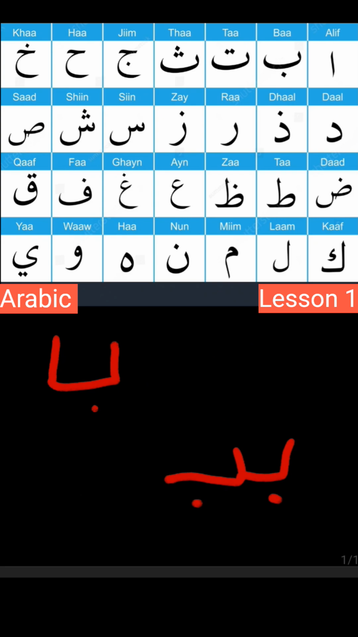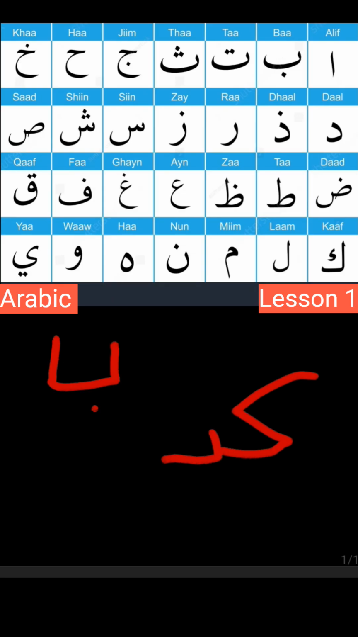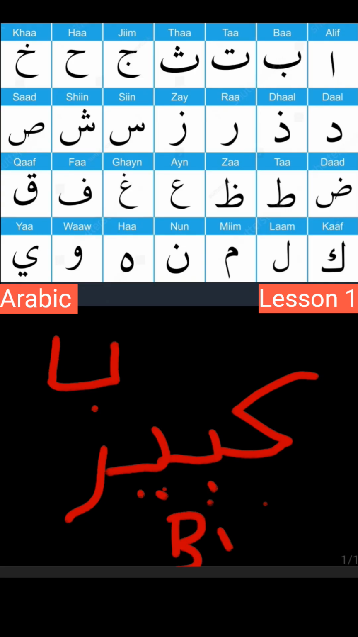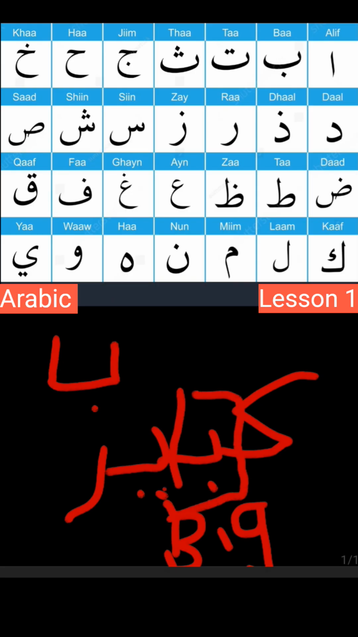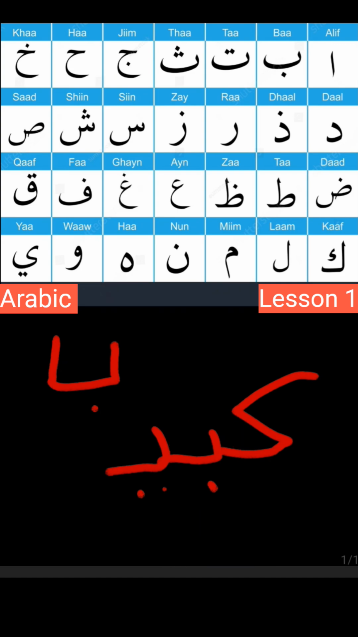And when it's in the middle of a word, like let's take the word kabir. Now the word kabir means big or large. So this is how the letter B looks in the middle of a word. You see how it looks? The letter B in the middle of a word, and let's choose the end of a word.